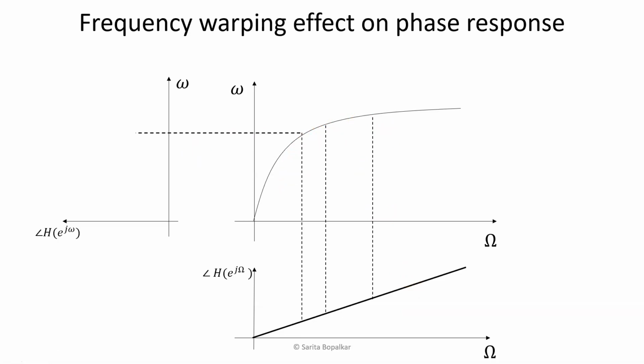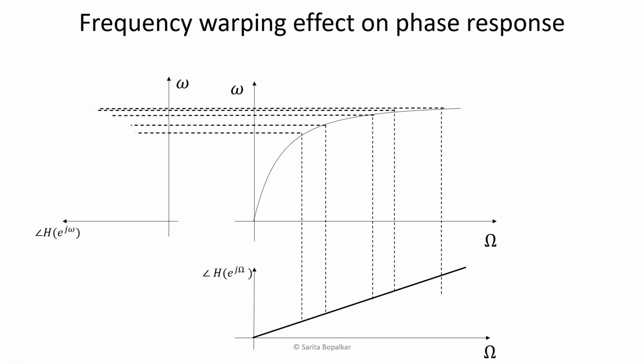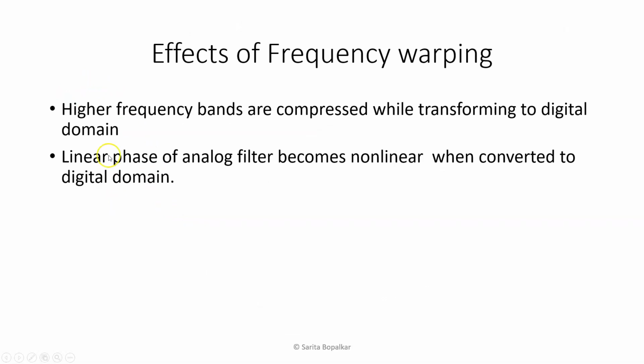We'll transfer all the phases to the digital domain, and you can say here this linear phase response gets transferred. When it is transferred to the digital domain, it becomes non-linear. So the effect of frequency warping is that higher frequency bands are compressed while transforming to the digital domain in case of magnitude response, and the linear phase of the analog filter becomes non-linear when converted to the digital domain. These are the two effects of frequency warping. So this is called frequency warping in a BLT.